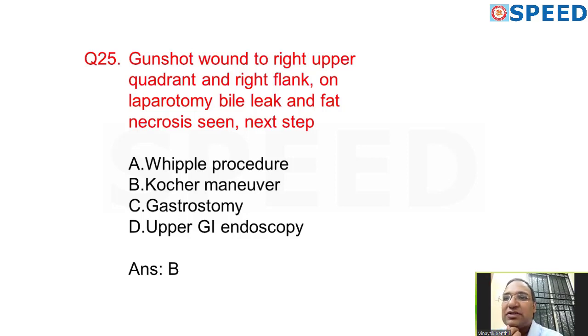The answer is Cocker's maneuver. What do you mean by partial Cocker's and complete Cocker's? See, Cockerization is the mobilization of the duodenum, right? If you could mobilize up to the IVC, it is partial. If you could expose the IVC and aorta, it is called complete Cockerization. That will allow you to maneuver the duodenum better. That's the definition. Next slide.